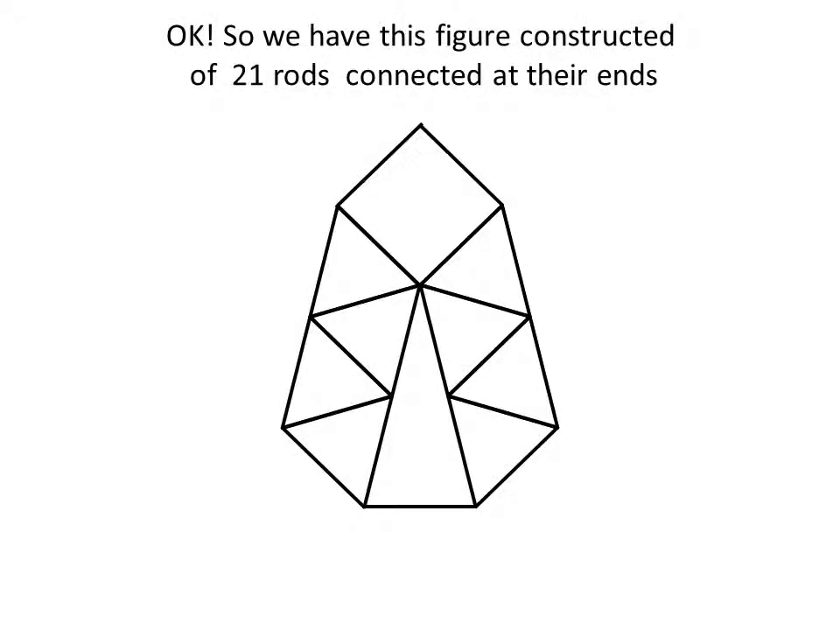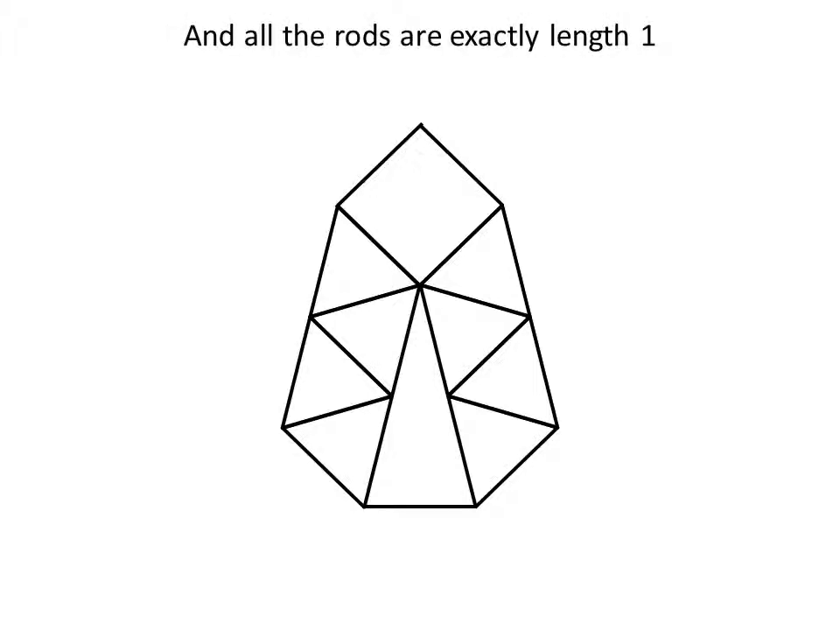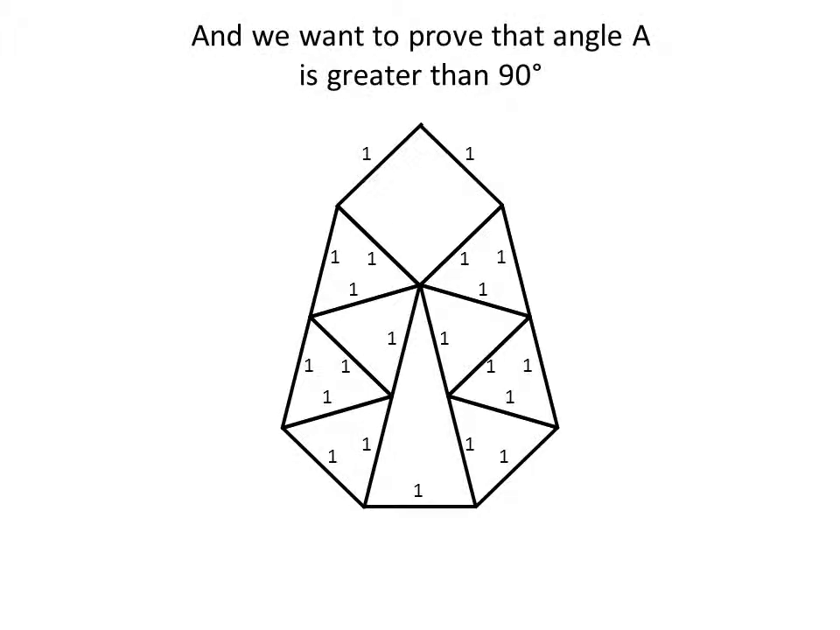Okay, so we have this figure constructed of 21 rods connected at their ends. And all the rods are exactly length 1. And we want to prove that angle A is greater than 90 degrees.